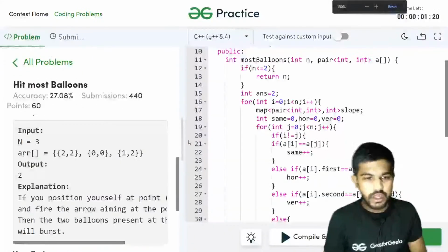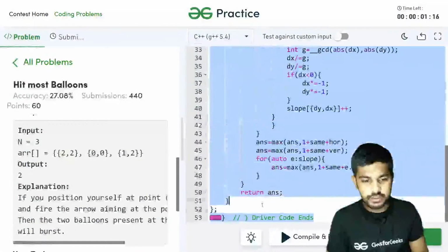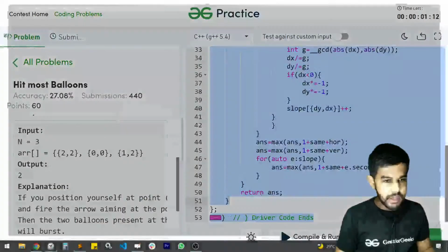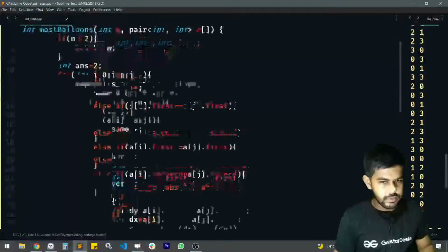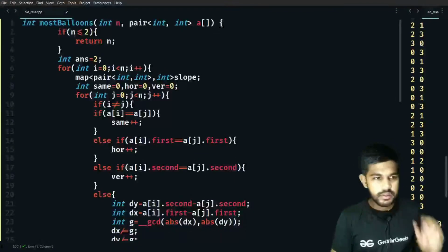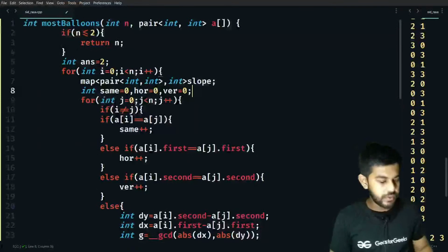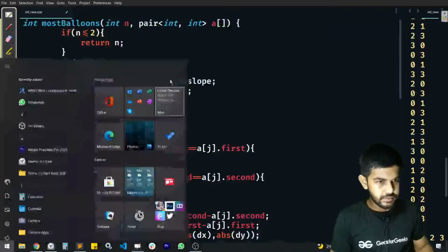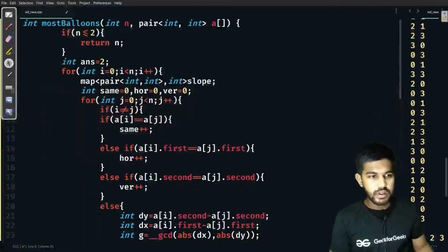Okay. Good to go. I think I should copy this code. Just wait a second. I would copy this code so that I can make it large. Okay. Good to go. Now the pen.